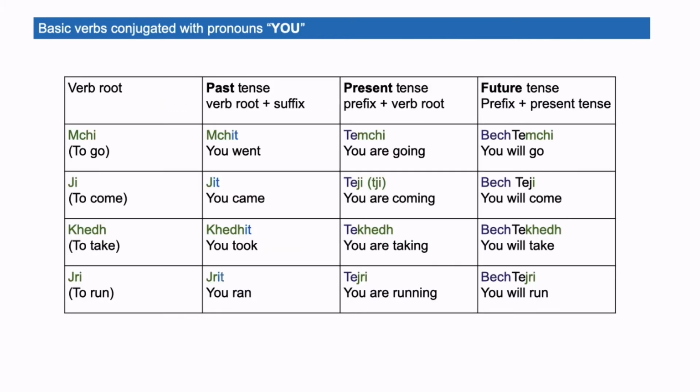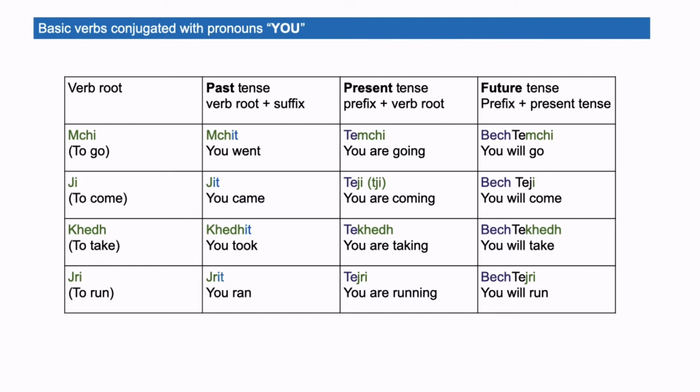This table is showing you the verbs that we've already seen, but this time they're conjugated to agree with the pronoun you. The only difference is, if you look at the present tense table, the prefix has changed to te, so that it agrees with the pronoun you. So let's take the verb mshi.